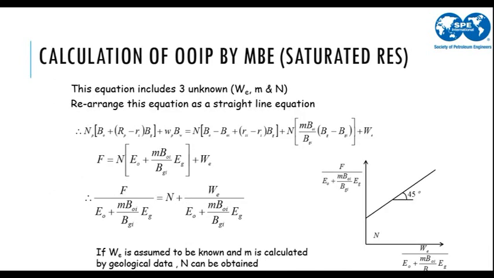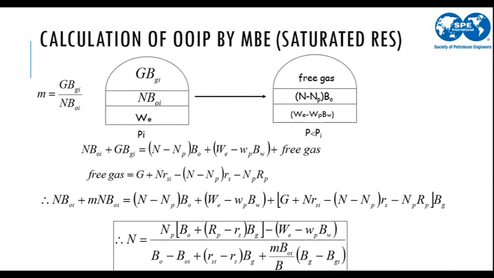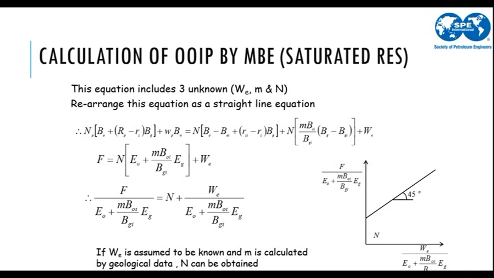Talking about the general combination equation for the saturated reservoir, and all of these equations that seem very confusing actually. This is the same equation, but we rearranged it in order to have a straight line equation. All of this term, Np Beta o plus (Rp minus Rs) Beta g plus Wp Beta w, we could substitute by F. Call this term F. Okay?